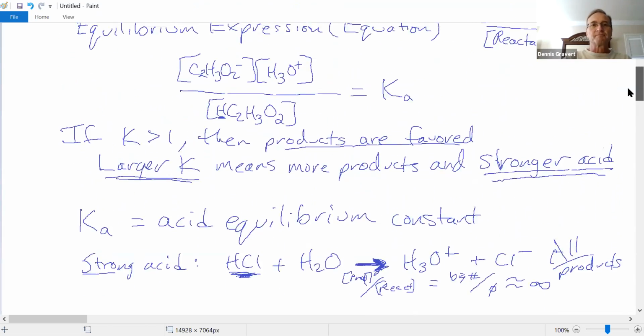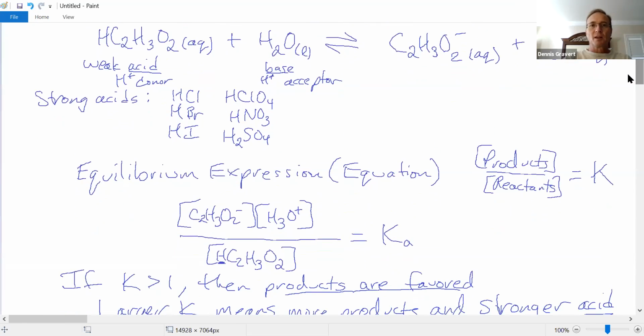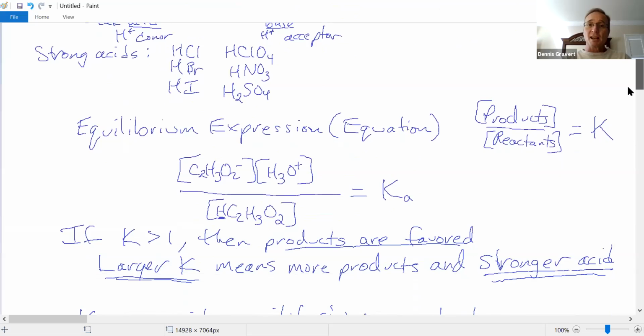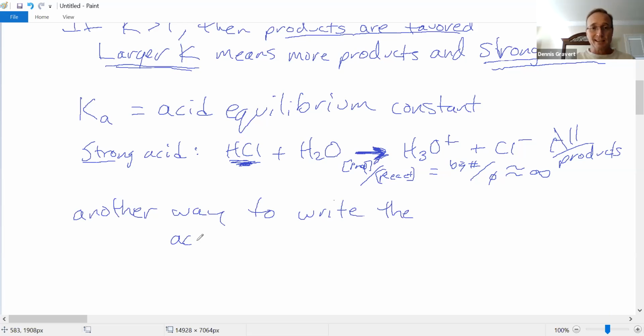Oh, one more thing. Back up here, this equilibrium reaction, properly speaking, you need an acid with a base to get an acid-base reaction to happen. But sometimes we're all focused on the acid. So here is another way to write the equilibrium expression, or write the acid equilibrium expression.